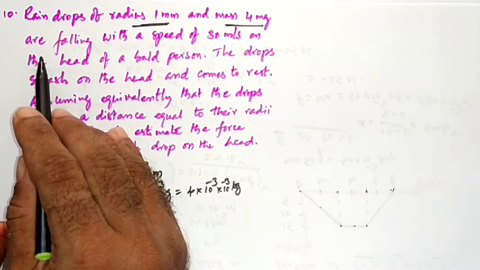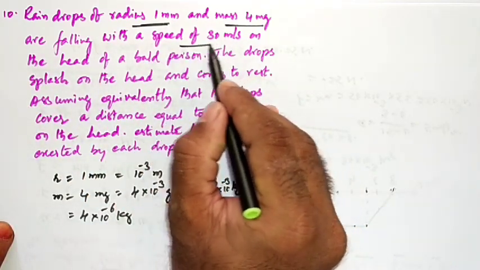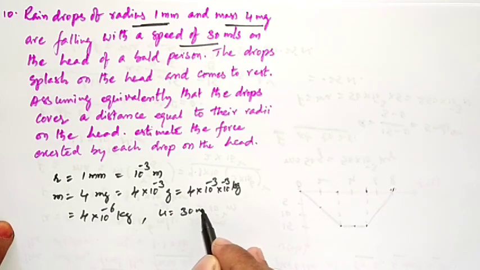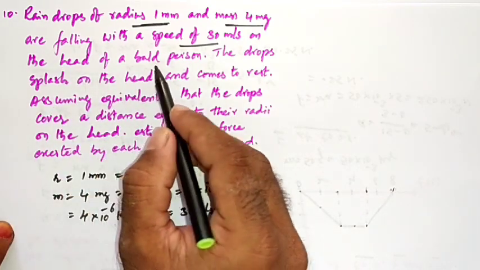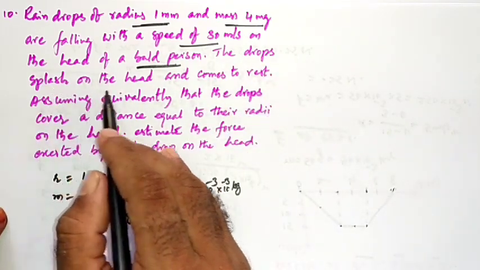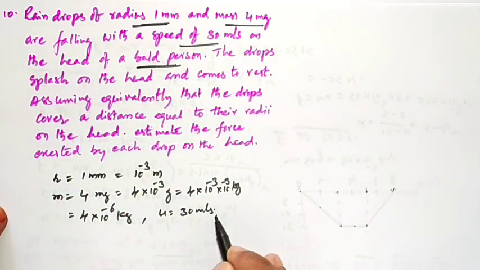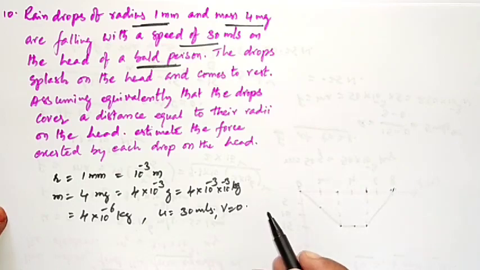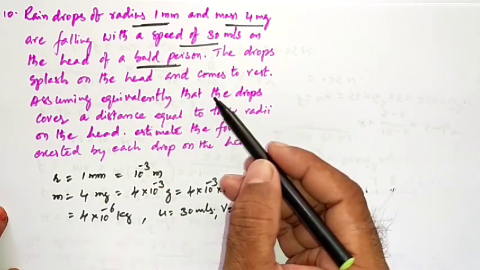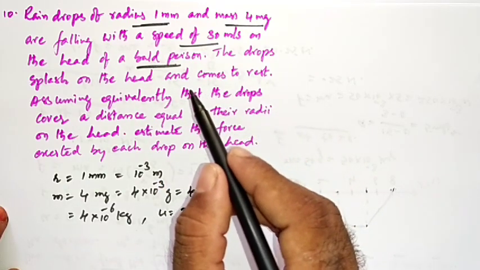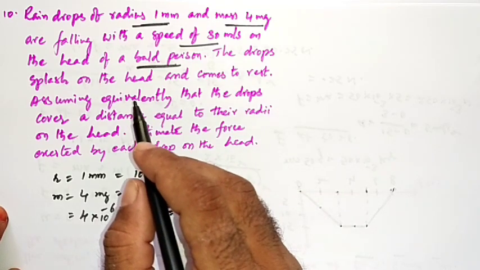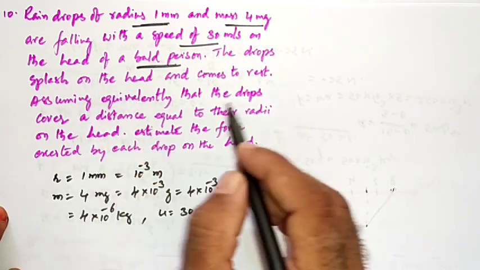Next, are falling with a speed of 30 meters per second. So the initial speed is given as 30 meters per second, on the head of a bald person. The drop splashes on the head and comes to rest. So the final velocity is 0. By seeing the question, you should not get fear. It's a big question, but what we need is very little from that. You should not feel that the question is very big.